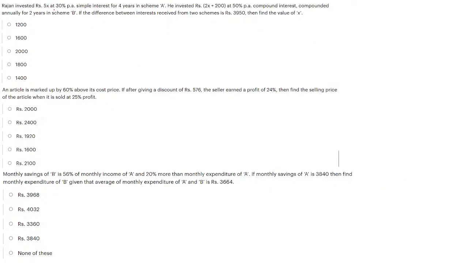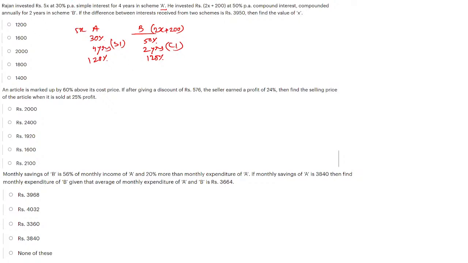Rajan invested 5x at 30% per annum simple interest for 4 years in scheme A. Okay, so scheme A, 30% per annum for 4 years, and the amount is 5x. And in scheme B, 2x plus 200, 50% per annum, and for 2 years. Right. So what is the total interest? That is 120% of the principal. Here it is 125% of the principal, because this is for CI and this is for SI scenario, right?